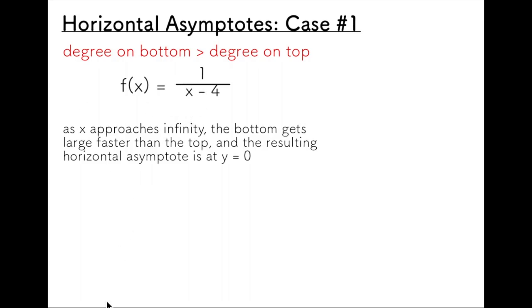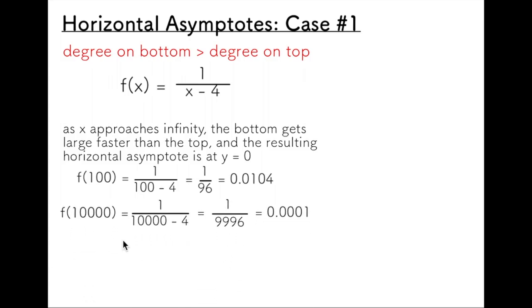You can demonstrate this by subbing in a few really big numbers. If we start with a number like, for instance, 100, I sub in 100, I subtract 4, 1 over 96 is 0.0104, rounded to 4 decimal places. Now 100 is a big number, but I'm going to sub in an even bigger number like 10,000. When I sub in 10,000, I subtract 4, 1 over 9,996 is 0.0001. So even closer to 0 than when I subbed in 100 and got 0.0104. So you can see that as x gets bigger and bigger, or as x goes off to infinity, my y values are approaching 0. So it's safe to say that I will have a horizontal asymptote at y equals 0.